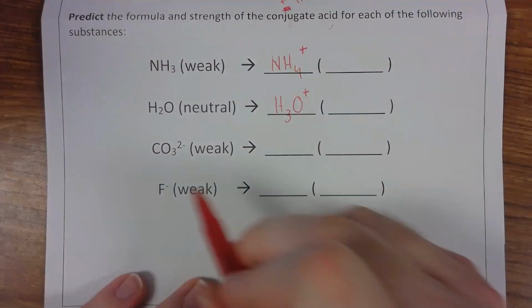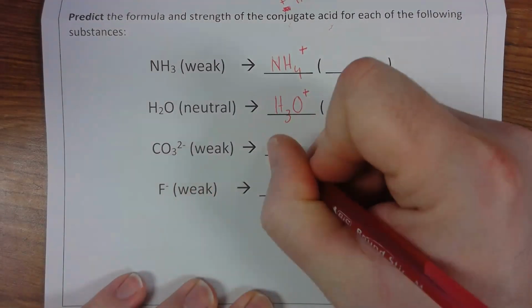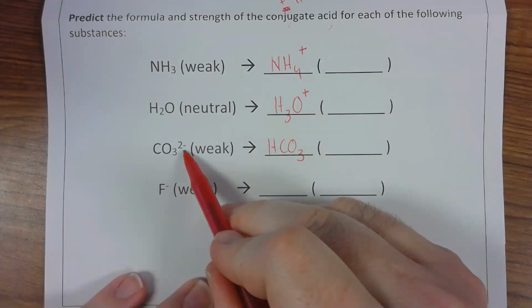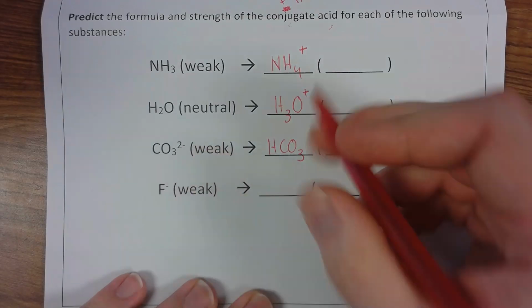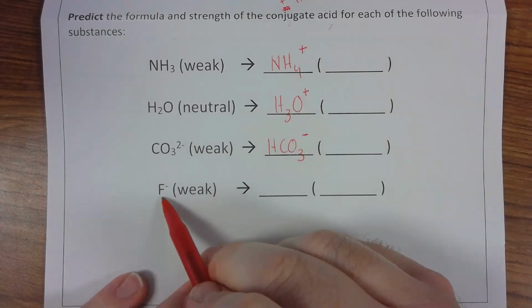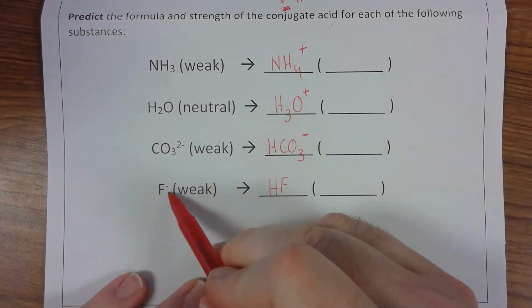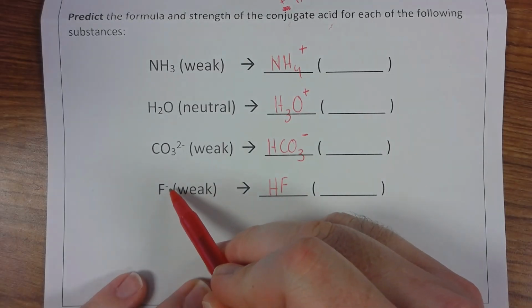Now CO3 2- carbonate is going to become HCO3. Now he was a 2-. Picking up an H is going to get rid of one of those negatives or cancel it out. So he's just going to go back to being a 1-. And then the F- here is going to become HF. And the 1+ from the H is going to cancel out the 1- that's already here.